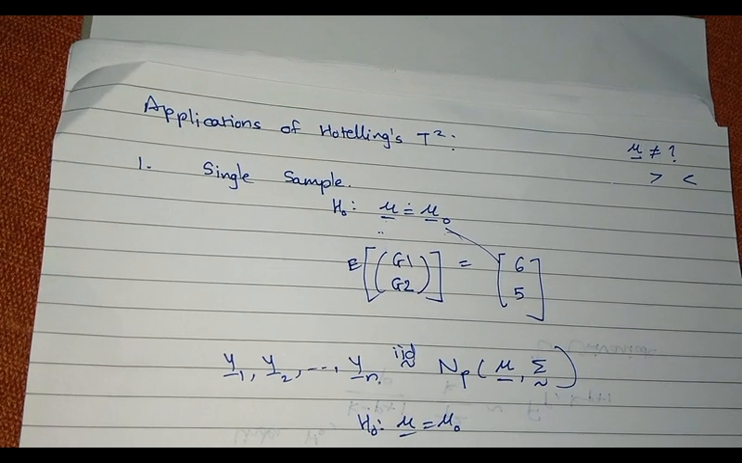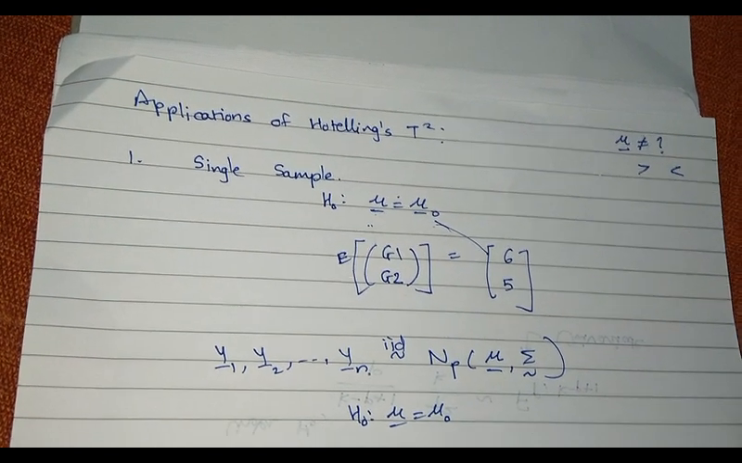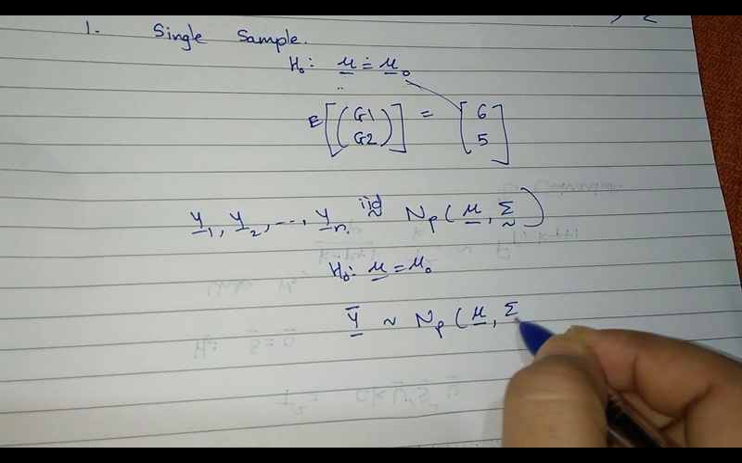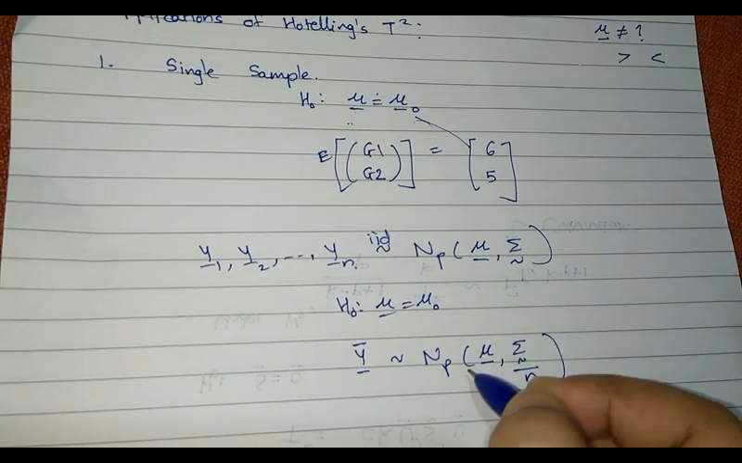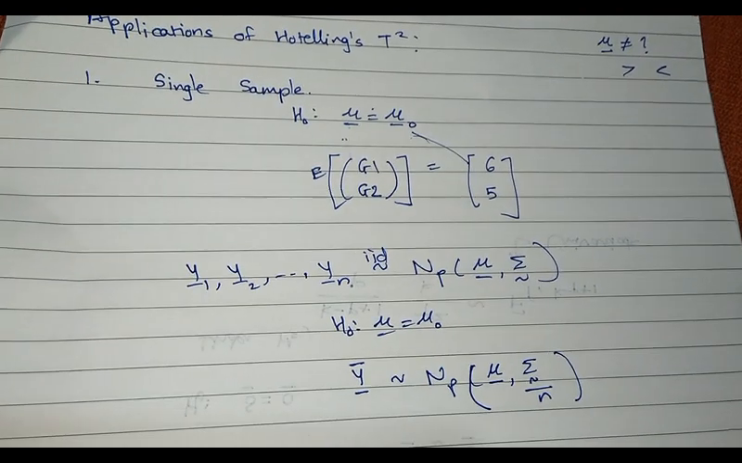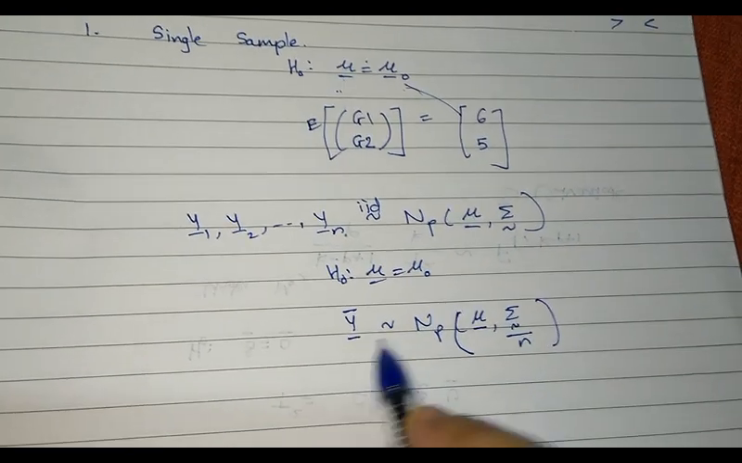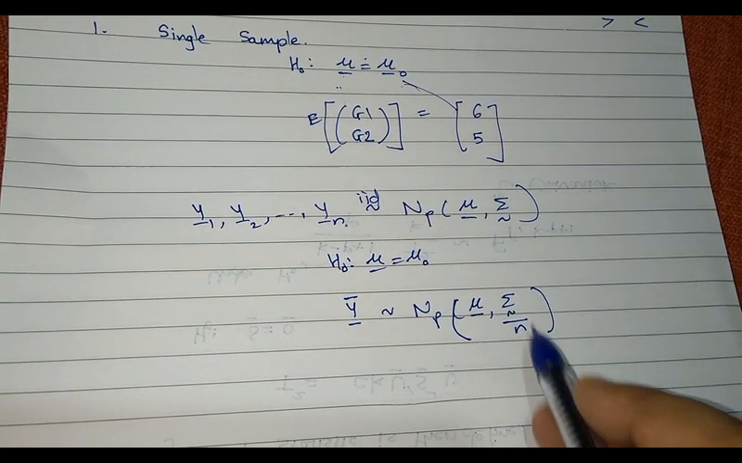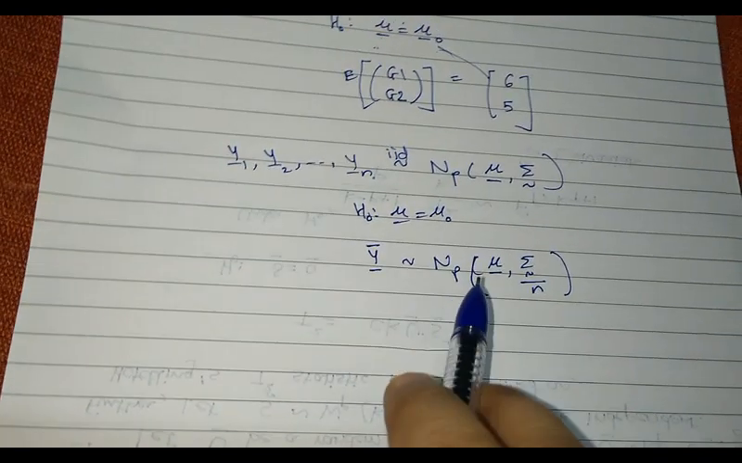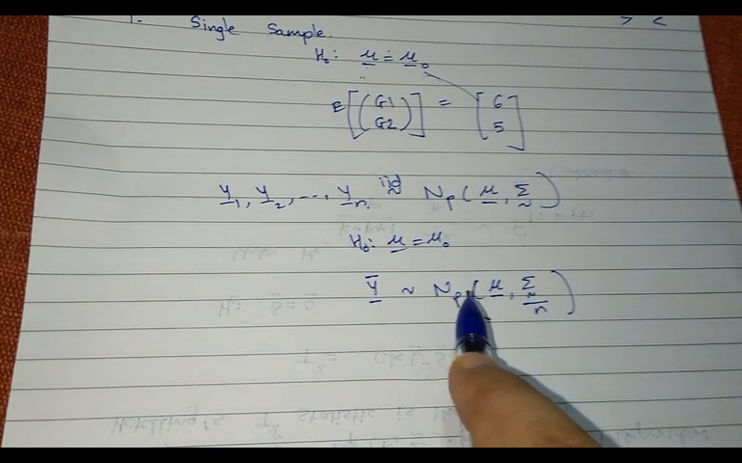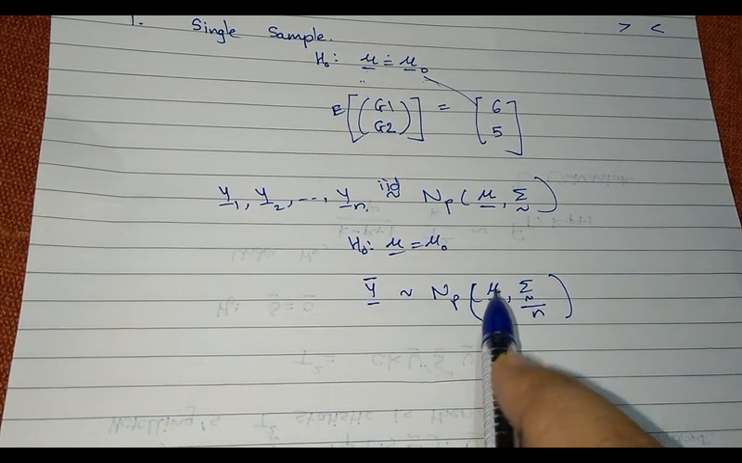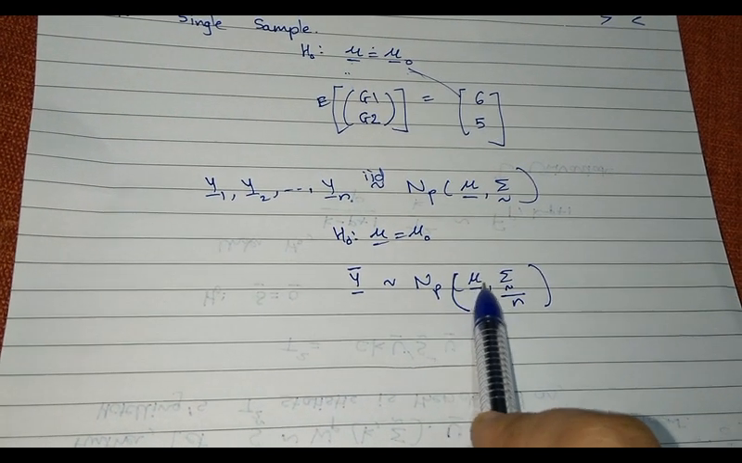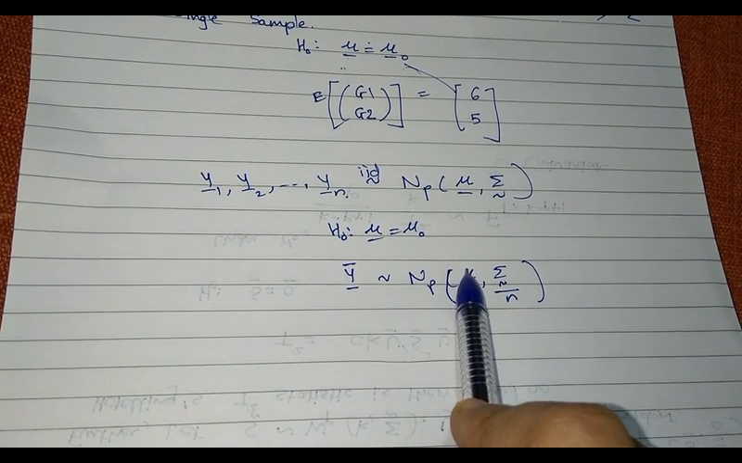Similar to this, even y bar will also have a p-variate normal distribution with the same mean mu and variance sigma by n. Okay, we have studied this. I think I left this to you as homework. Y bar is p-variate normal with mean mu and variance sigma by n. So things are not yet very easy for me because I'm still in a setup where under H naught my mean is not 0.